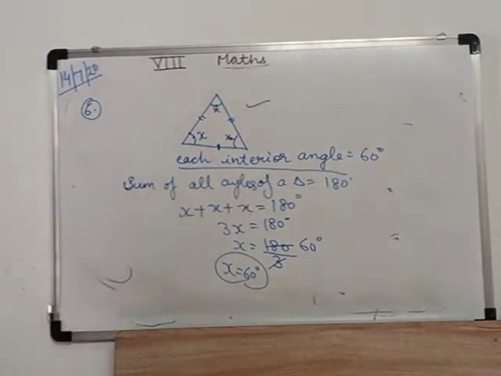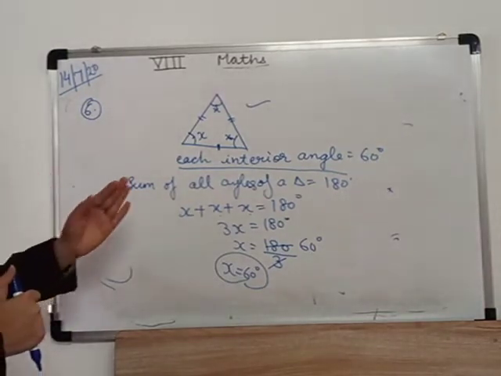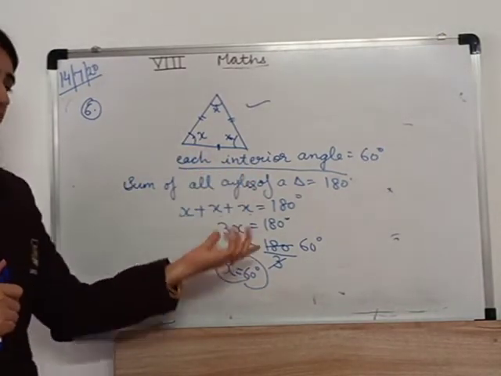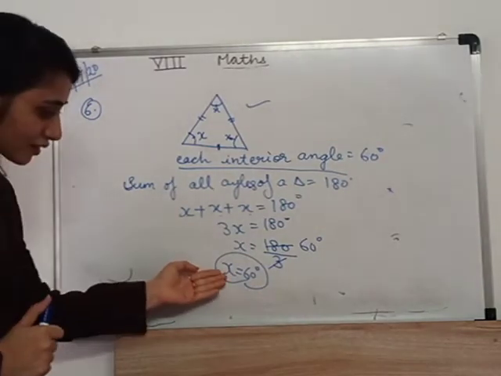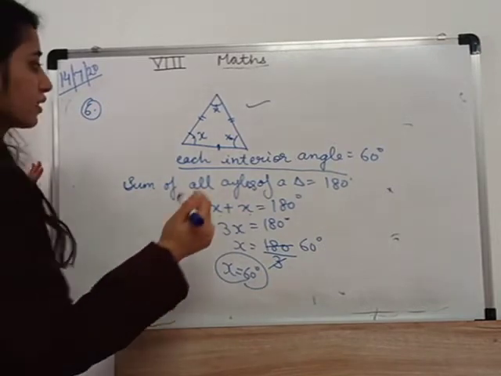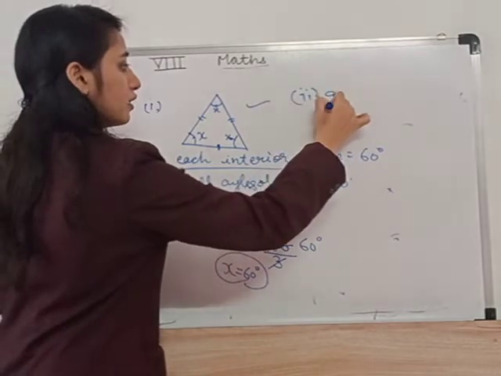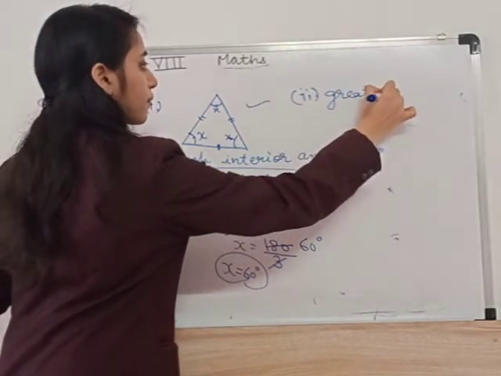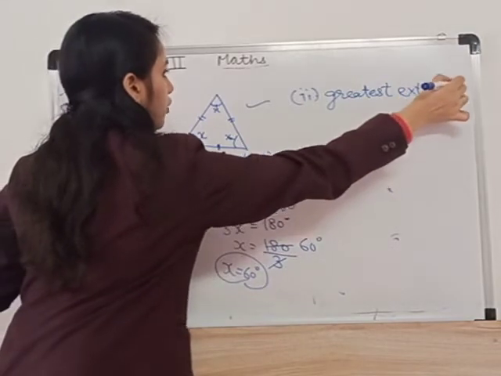Okay. In question number 6, the next question is, what is the maximum exterior angle possible for a regular polygon? Now we know the minimum interior angle, that is 60 degrees. So using this interior angle, we can find the greatest exterior angle. So in the second part, we have to find the greatest exterior angle of a regular polygon.